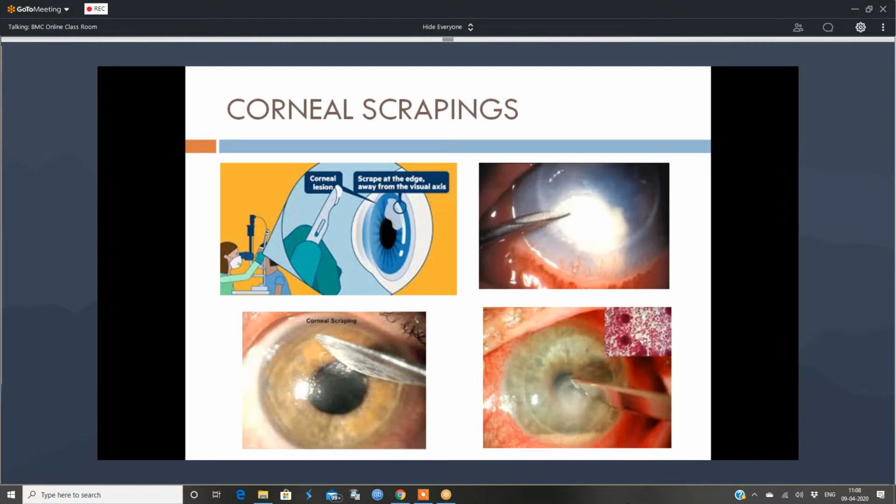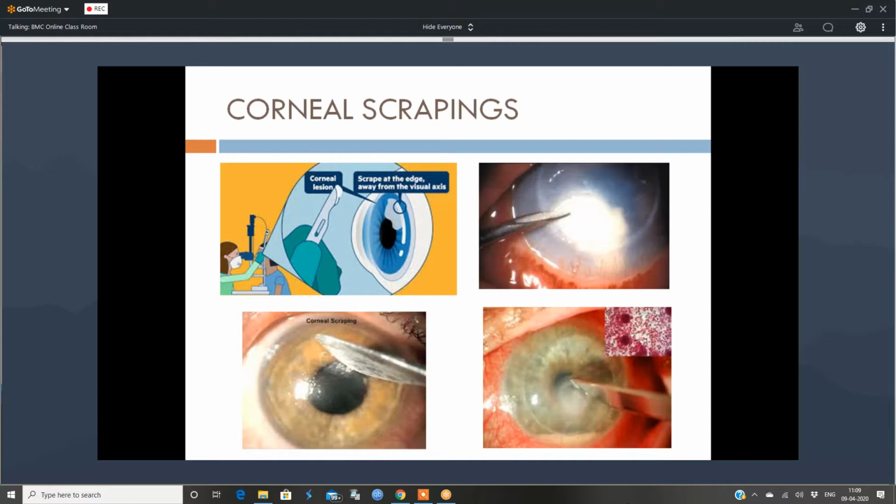When you're doing the scraping, two things you have to keep in mind. One is it has to always be done under slit lamp or under the microscope. A second thing is you have to avoid the visual axis, so the scraping is done away from the visual axis. Whatever little material you get, because it's not like any other part of the body, will be very, very minute. So whatever little material you get, you divide into 4 parts.